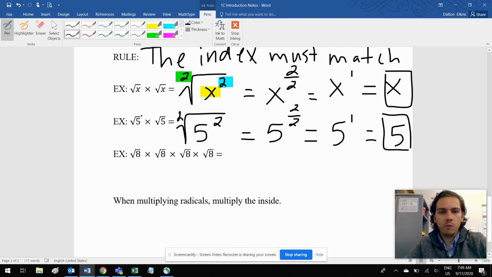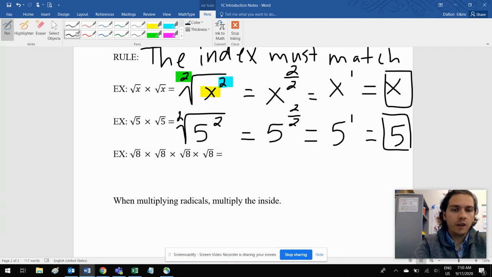So these radicals are almost undoing each other, right? If you multiply the same radical by itself, it leaves you with just the base. Here's another way to think about this. Here I have the square root of 8 times the square root of 8 times the square root of 8 times the square root of 8.